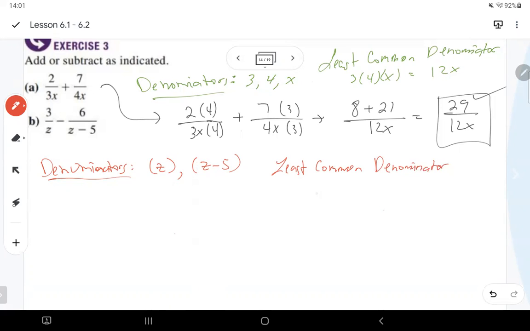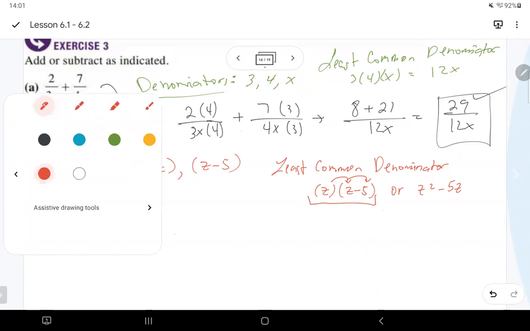So we're going to multiply them again. Z and z minus 5. You can leave it like that if it helps you, or the other way it would look is if you distributed it, so it'd be z squared minus 5z. Because of our situation here, I would think leaving it this way for what we're doing will be best.